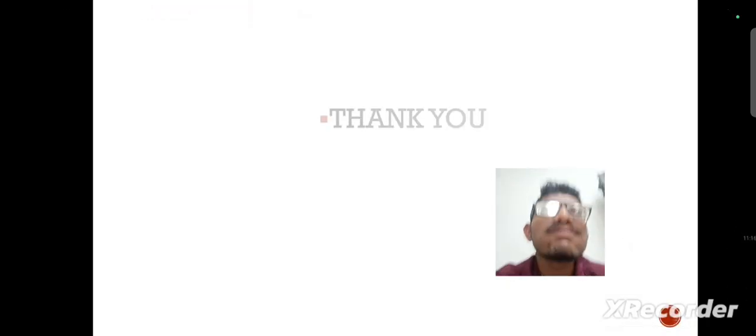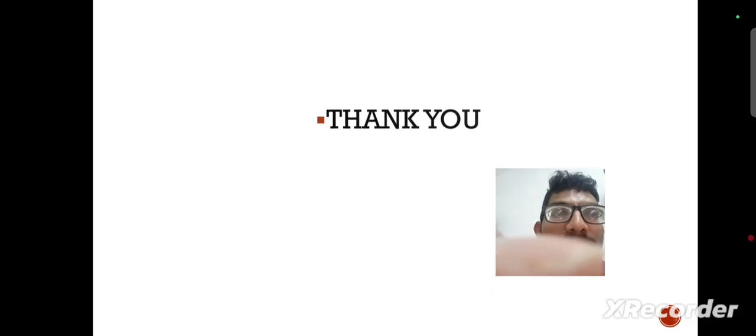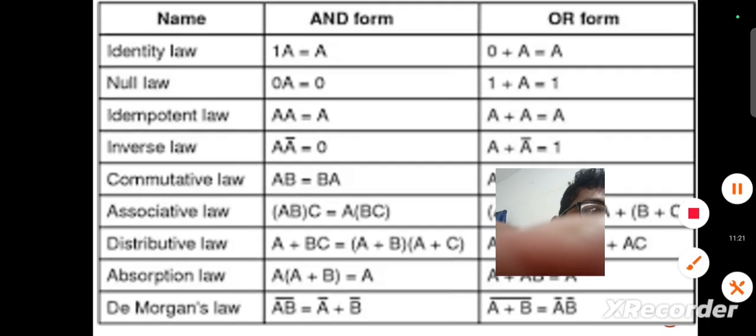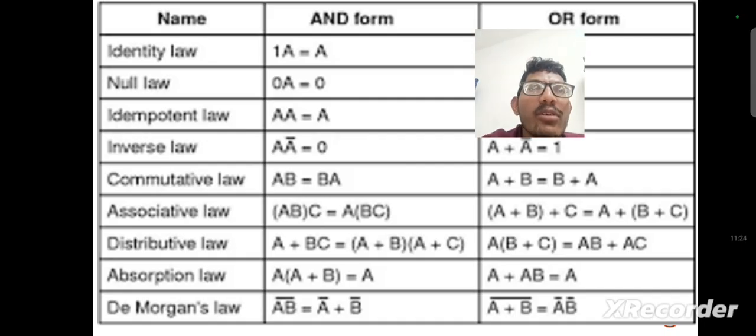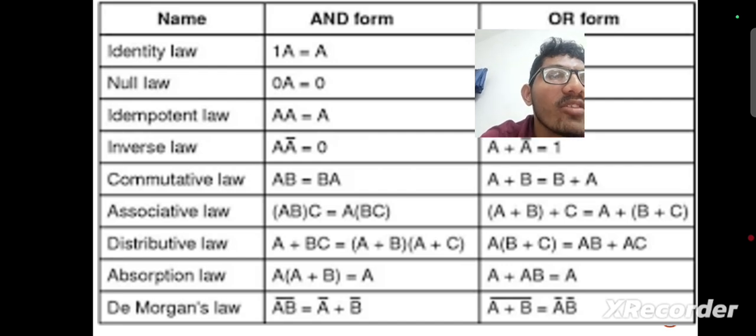Then in association. Next, we have to go to commutative law. AB equals BA. Next, in commutative law, OR form, A plus B equal to B plus A. Then associative law using AND form is AB into C equals A into BC. Next, associative law in OR form is A plus B plus C equal to A plus of B plus C. Next, in distributive law, A plus BC equals A plus B into A plus C. Next, distributive law using AND form is A of B plus C is AB plus AC.